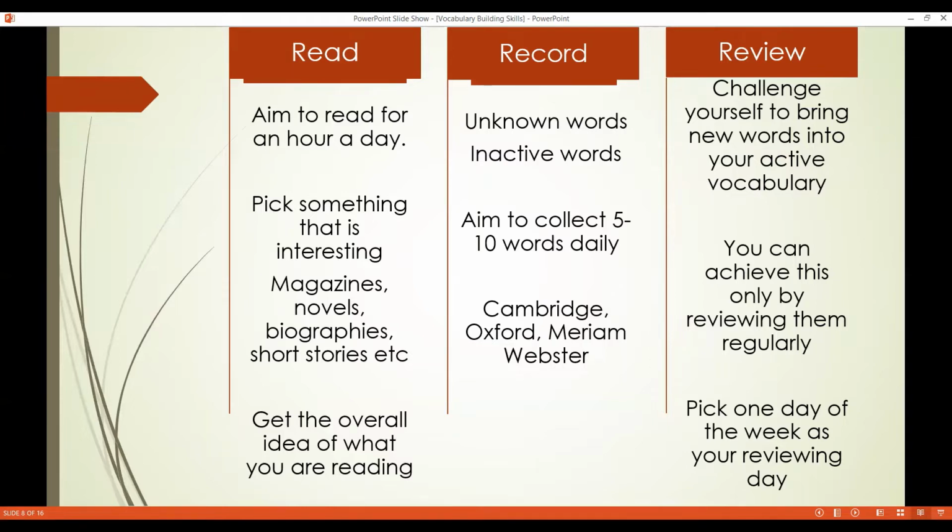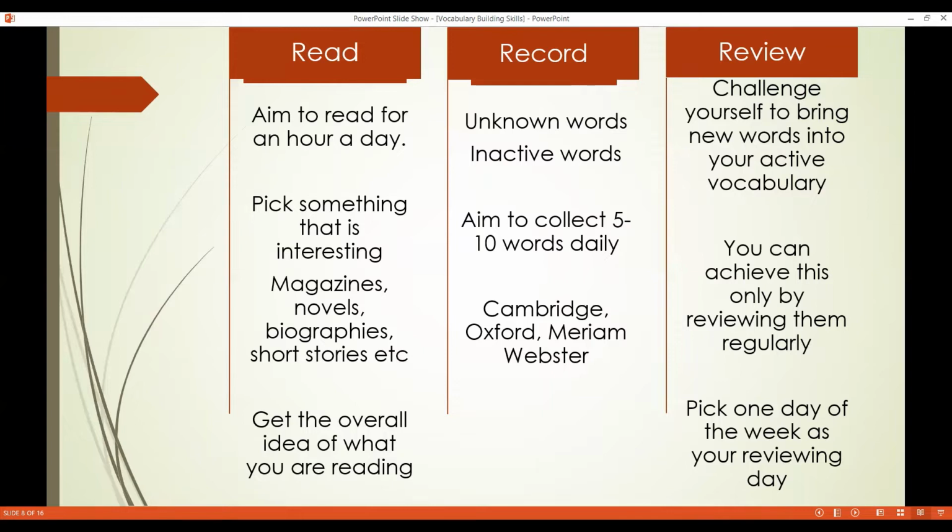Then if we come to record, how are we going to record? Record the unknown words or inactive words. Not necessarily do you have to write them somewhere. There are several applications available which can keep the record of the words that you intend to use in the next weeks. Aim to collect 5 to 10 words daily. I have already provided the links of Cambridge, Oxford, and Merriam-Webster, from where you could find out the meanings of those words. Challenge yourself to bring new words into your active vocabulary.